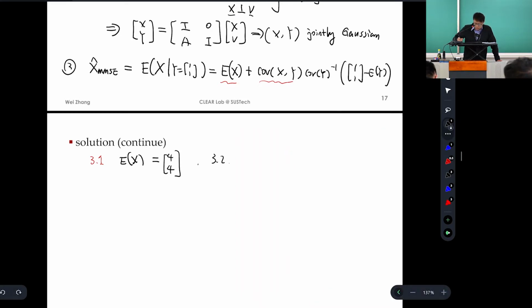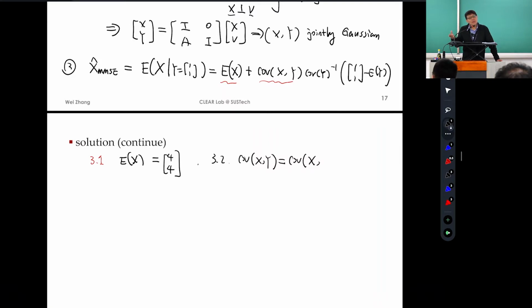Let's say 3.2. Now let's first compute the covariance of X and Y. Okay, this term. So how do we compute it? Let's write it down by definition, right? So you plug in X and Y. I didn't tell you what Y is. Y is defined indirectly through X and V, so that will be AX plus V.